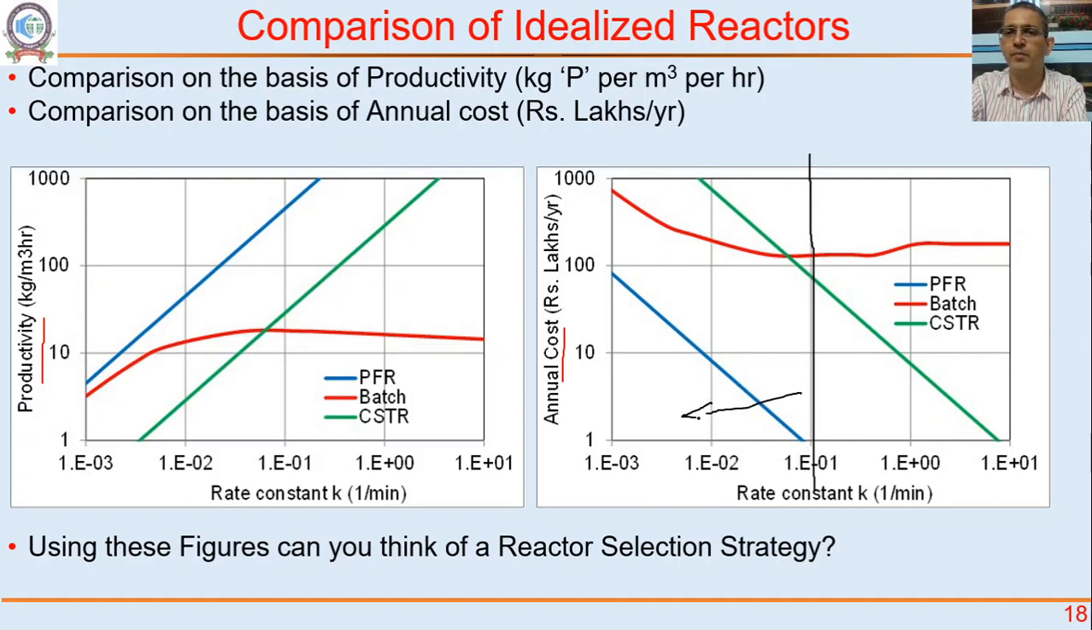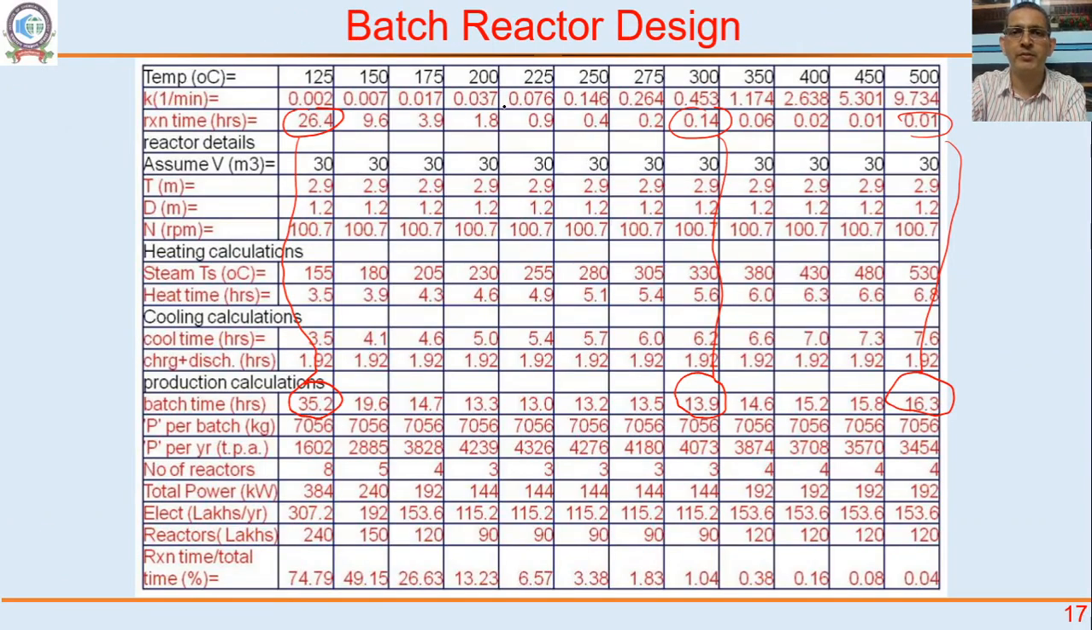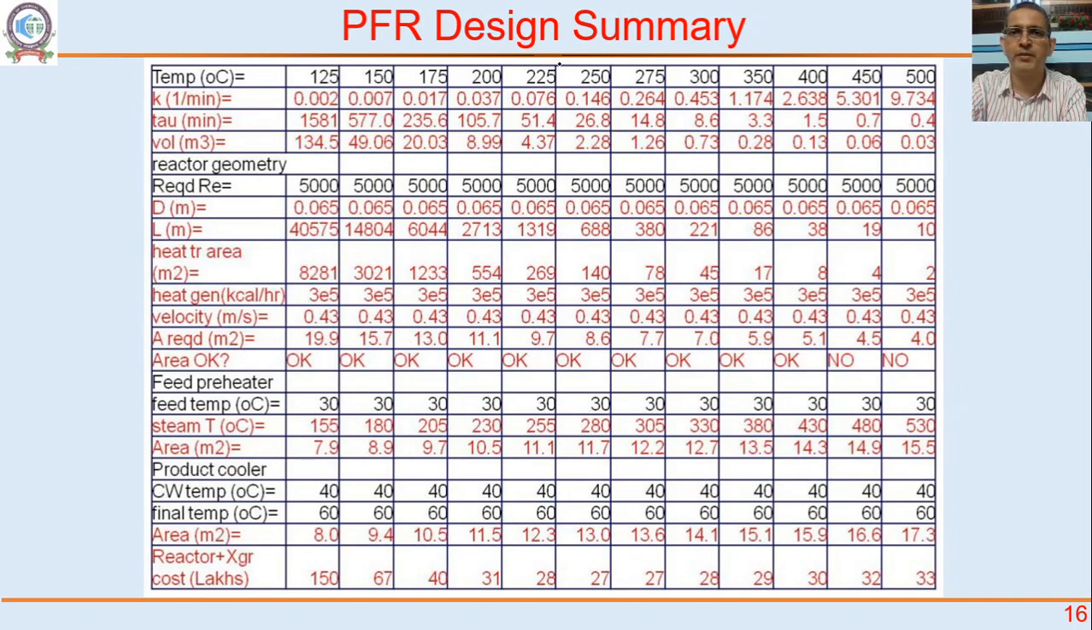Here it's a matter of convenience. I will choose batch because then the plug flow lengths become very large. See where the 0.1 rate constant is coming. It is coming here. So this is batch, plug flow reactor. Look at this side. Plug flow reactor length is 1 kilometer, 2.7 kilometers, 6 kilometers, 14 kilometers, 40 kilometers. Whereas on this side, 600 meters, 380 meters, 221 meters, 86 meters.